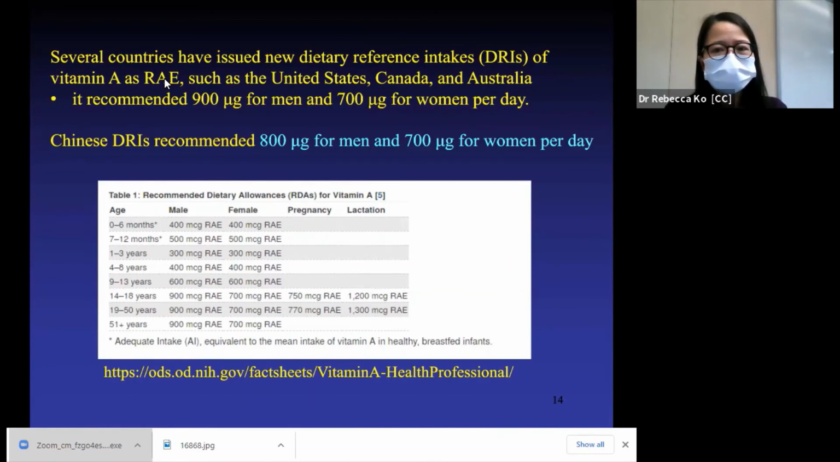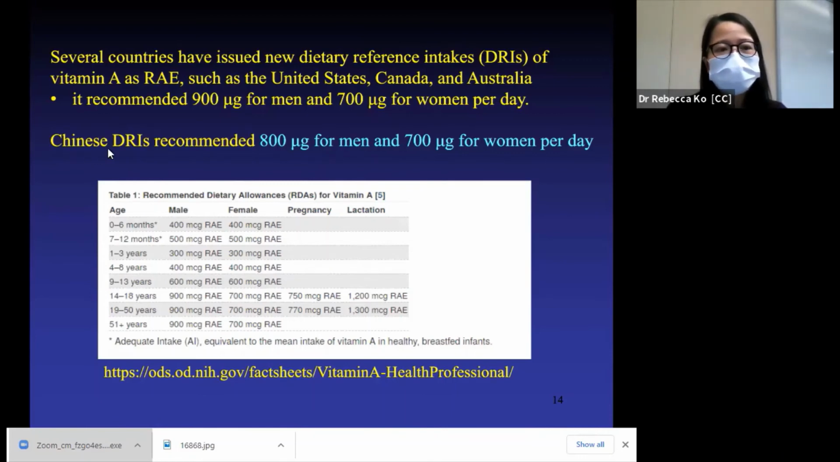It is recommended that for men and women, the intake is around 900 micrograms and 700 micrograms respectively. The intake of vitamin A should differ among ages. Let's see the table here. There is also a difference in gender, so at different ages the amount of vitamin A needed will be different, and men and women should have different intake as well.